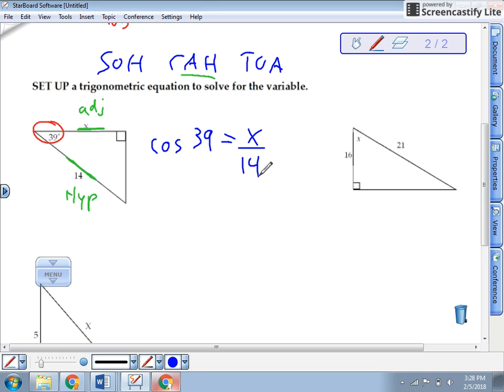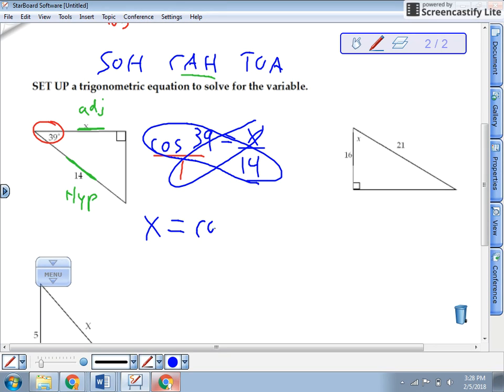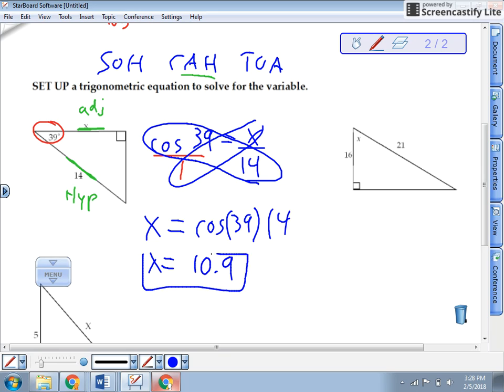Remember, to solve any proportion, we cross multiply. So imagine I put a little imaginary 1 there, and then we just cross multiply. x times 1 is x equals cosine of 39 times 14. When you type that in your calculator, cosine 39 times 14, x is going to equal approximately 10.9, and that will be your answer. Let's take another look at another example.